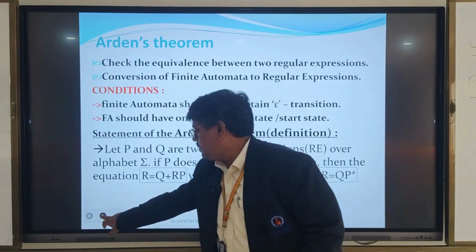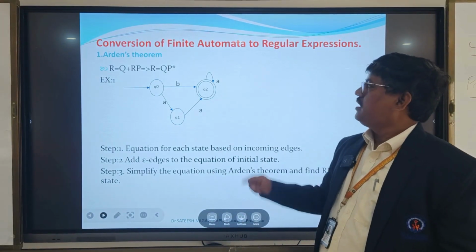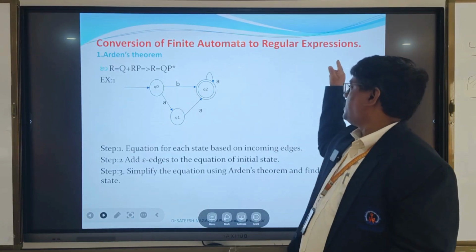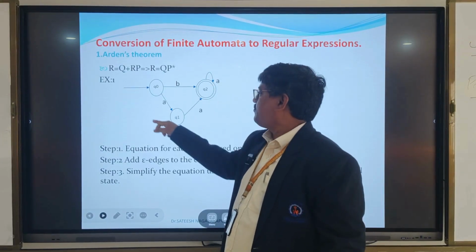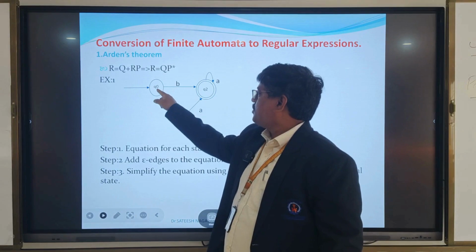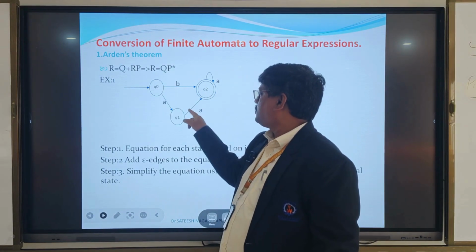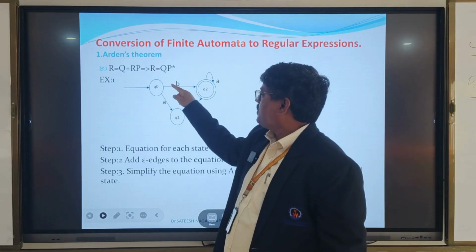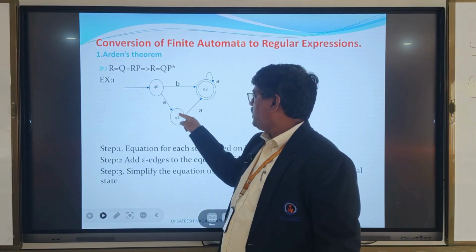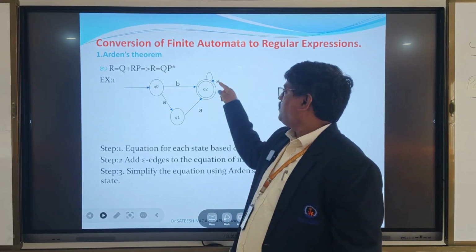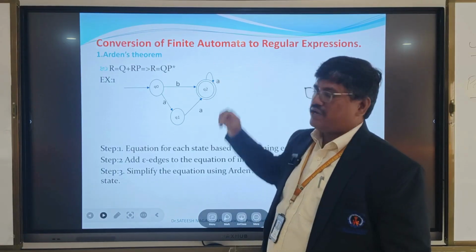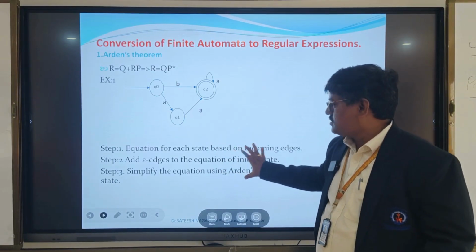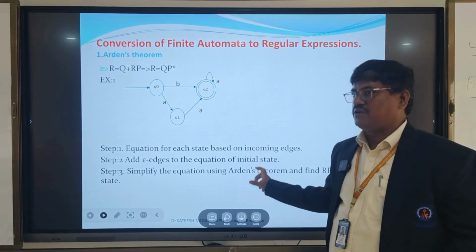Here, for each and every example, we are going to convert the finite automata to regular expression. Let us assume there is a finite automata which contains states Q0, Q1, Q2, and input alphabet A and B. For Q0 the transitions are on B and A, for Q1 only A, and for Q2 only A. When you go for Arden's theorem for converting finite automata to regular expression, there are three steps we need to remember.